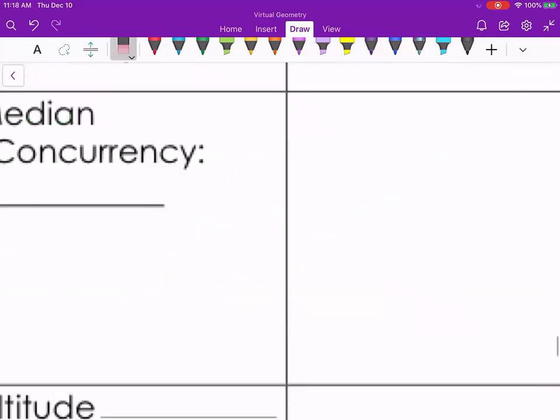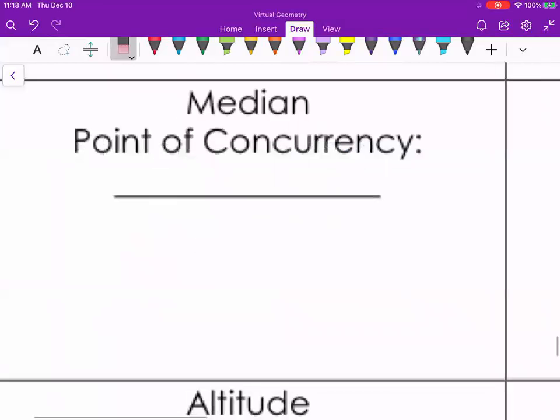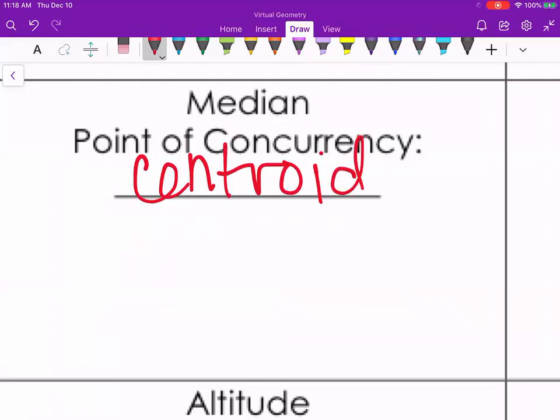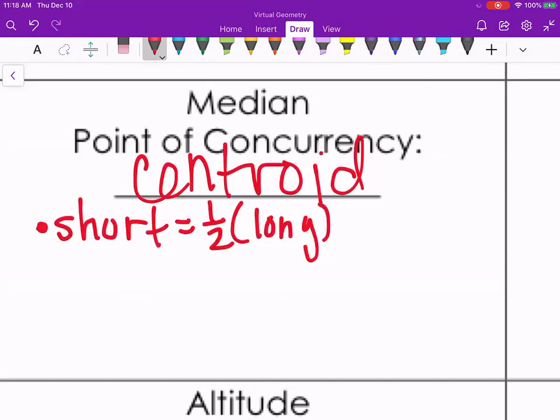All right, let's do our next one, your median. The median point of concurrency is the centroid. A centroid has a couple of formulas with it, and we'll take a look at those formulas in just a second. Remember, the centroid cuts the segment, the median, into a shorter part and a longer part. So the short piece was 1/2 of the long piece. The short was 1/3 of the whole way across.